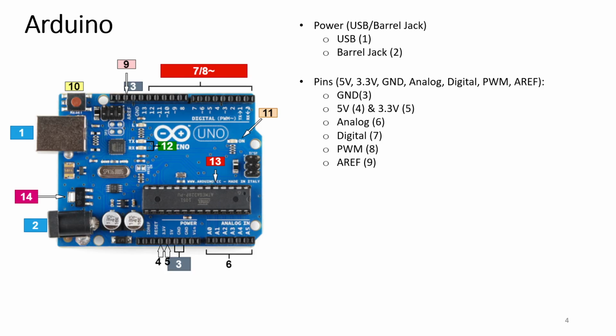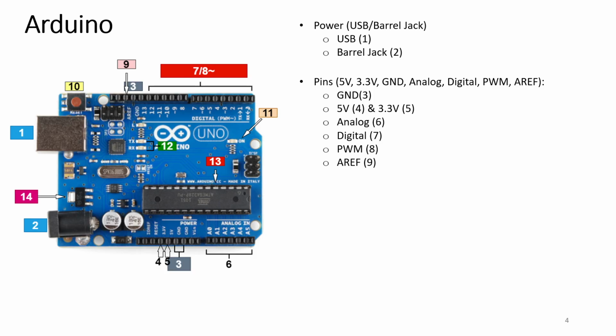The analog pins, label 6. The area of pins under the analog label, A0 through A5 on the Uno, are analog pins. These pins can read the signal from analog sensors like a temperature sensor and convert it into a digital value that we can read.